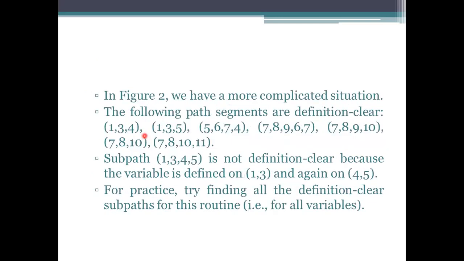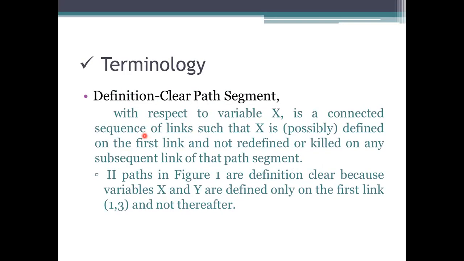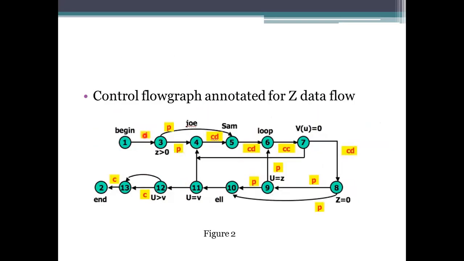If you go for another representation, where we have multiple paths like that, how are we going to specify that they are definition clear? Simply, I need to take the path of that variable. X and Y have not been used other than at node 3.